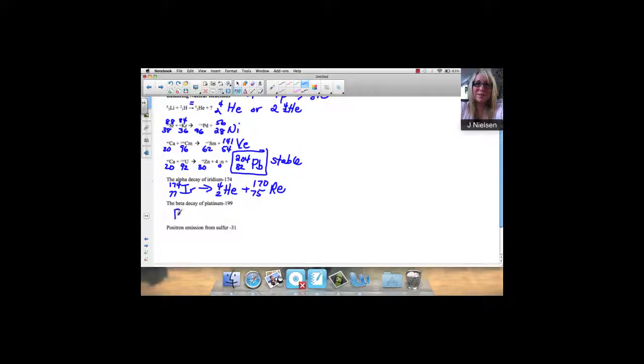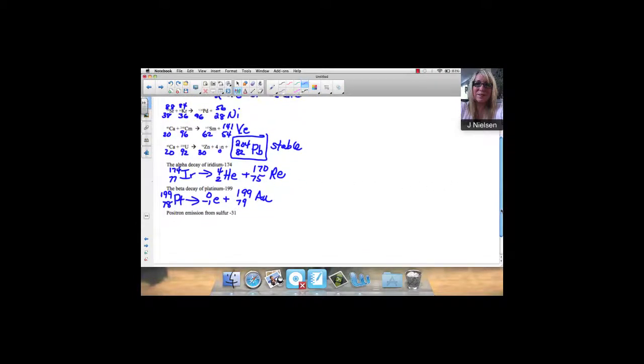We have platinum, Pt, 199. The atomic number is 78, and that undergoes beta decay, 0, -1, e, which is going to give you 199 and 79. Remember that whenever beta is involved, your atomic number increases by 1, because this is negative, and that's going to be gold. Well, look at that. Well, we already know we cannot make gold from platinum. It'd be nice if we could.